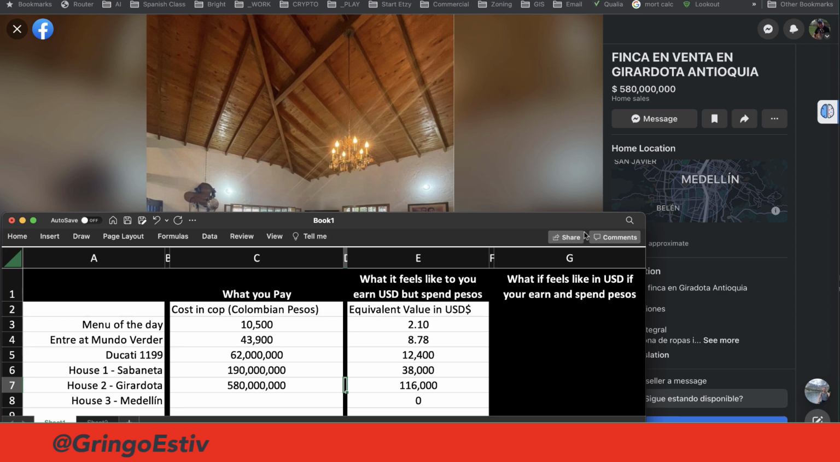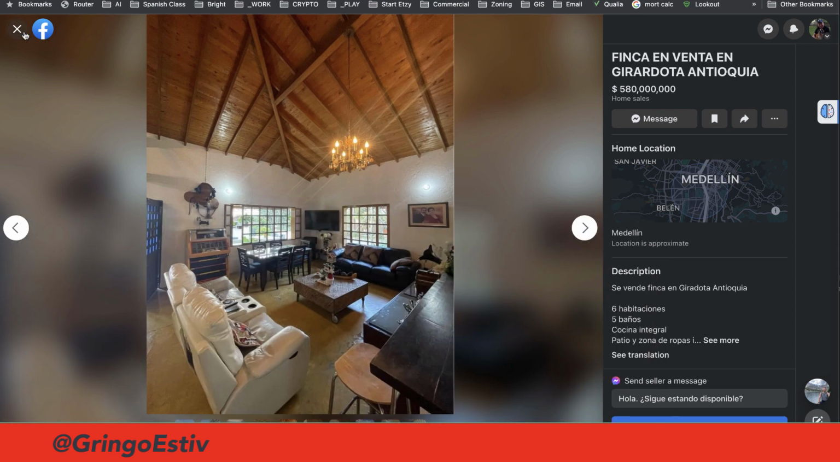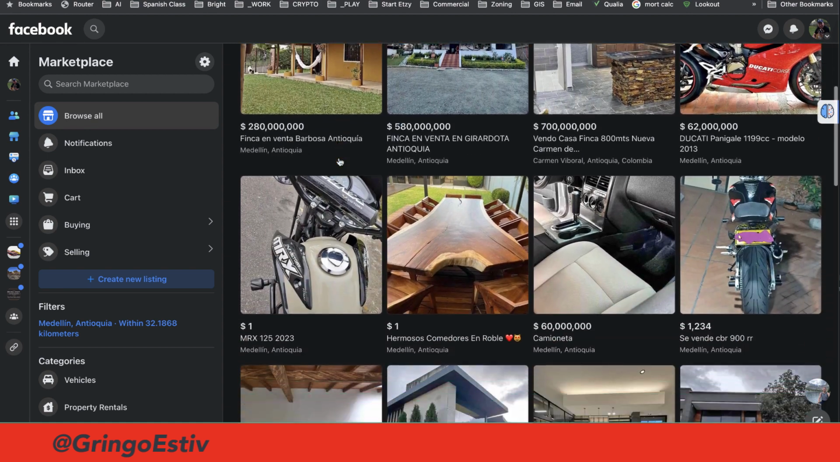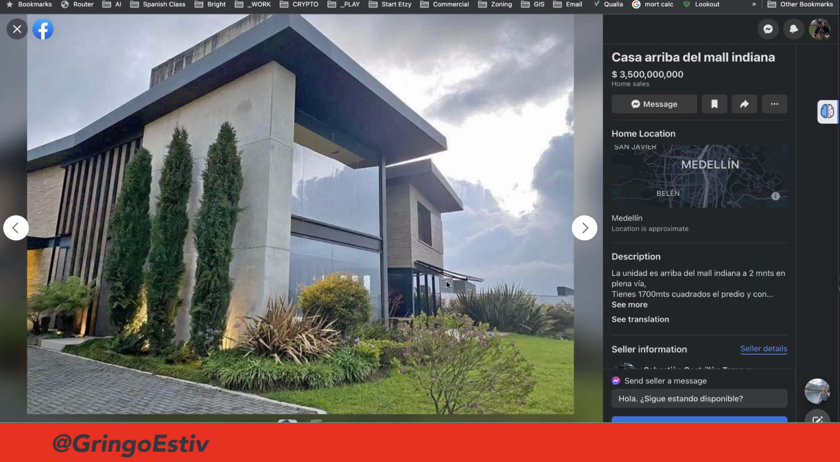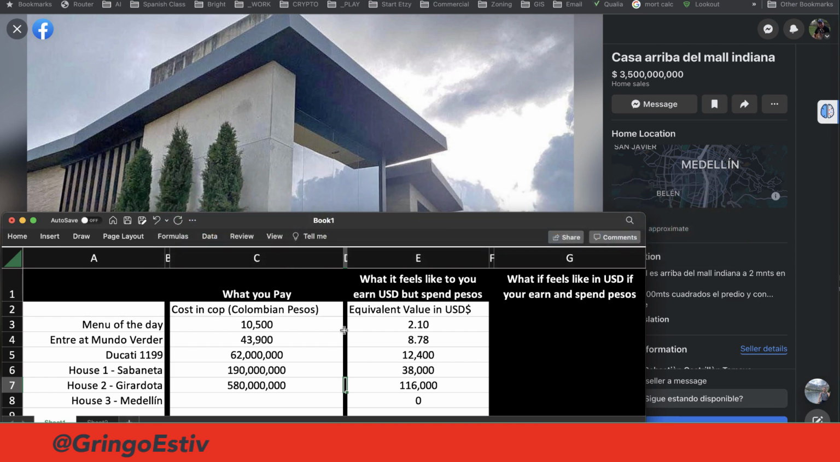Now let's really move the number up so we can talk about some things and say like, okay, what's this? Here's a property in Medellin that's at 3.5 billion pesos, right? Now it's like, oh my God, that must be really, really expensive. And it is, but still.